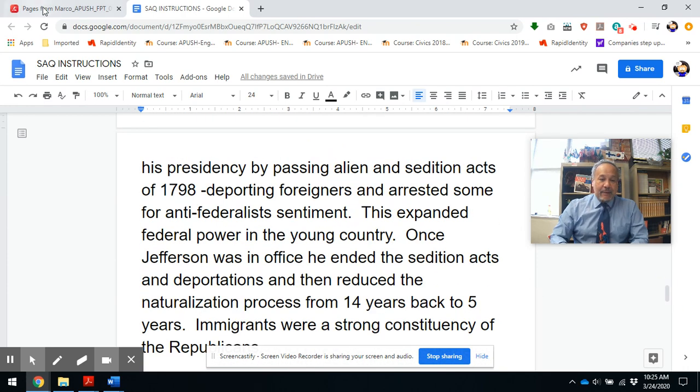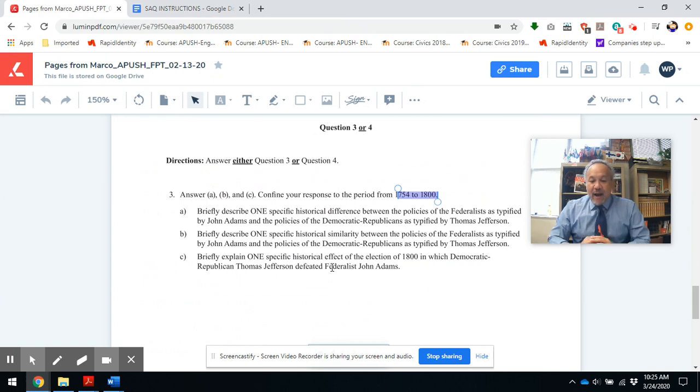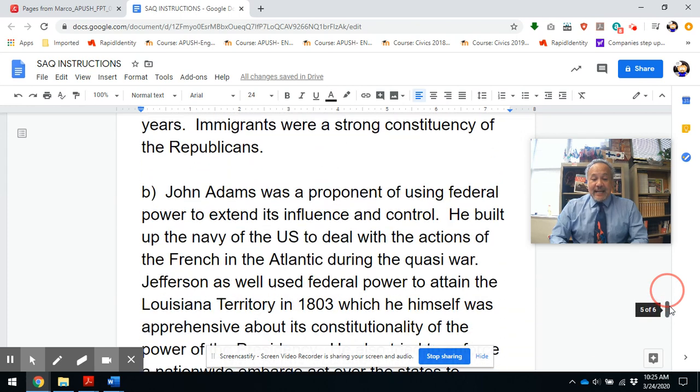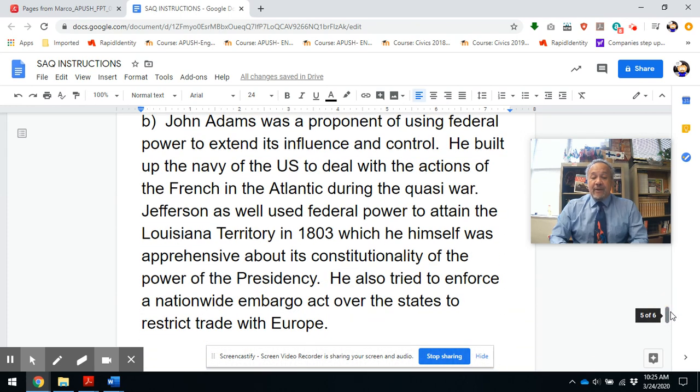Let me go back briefly because we describe one specific similarity. And again, Jefferson is always like, oh, I'm not a Federalist. And we know how he contradicted himself in office here. And what did I say? John Adams was a proponent of using the federal power to extend influence and control. He built up the Navy of the U.S. to deal with the actions of the French in the Atlantic during the Quasi-War. Jefferson as well used federal power to obtain the Louisiana Territory in 1803.